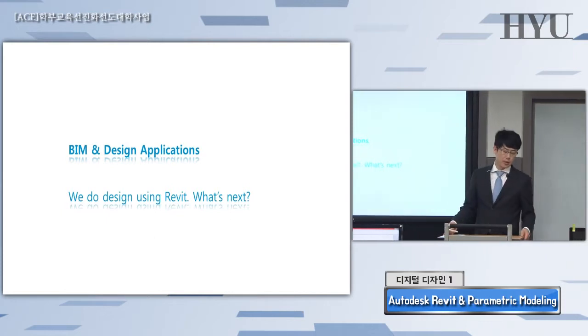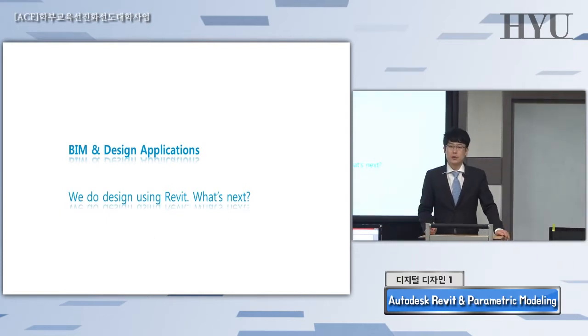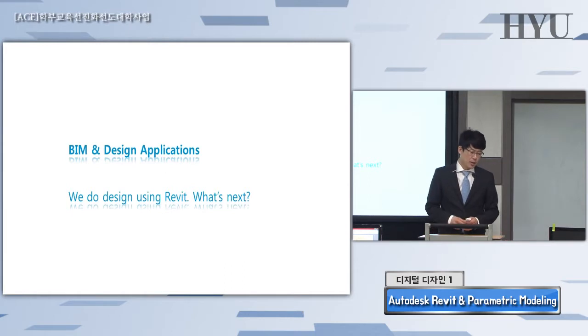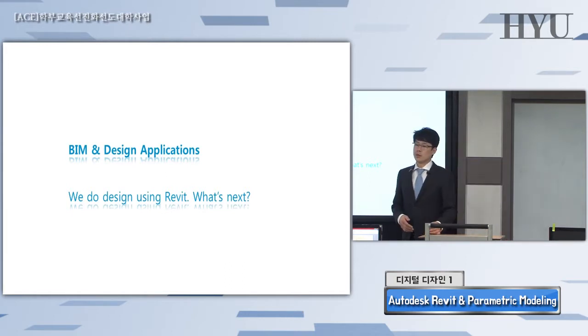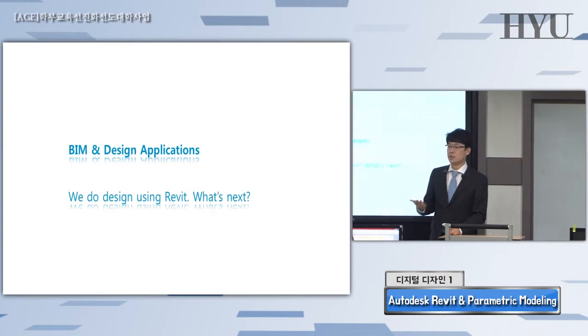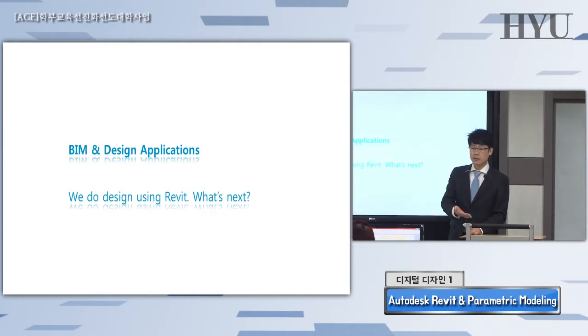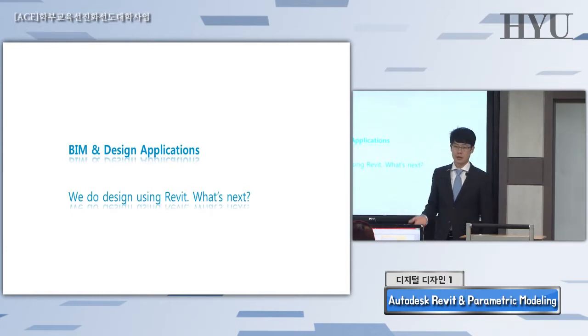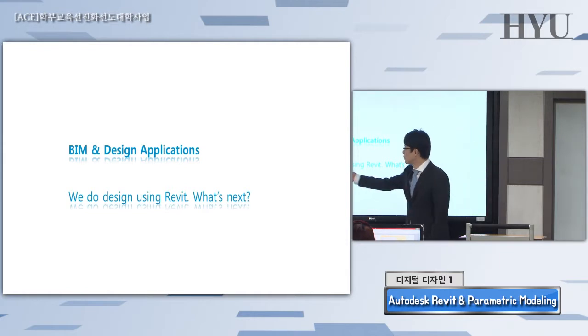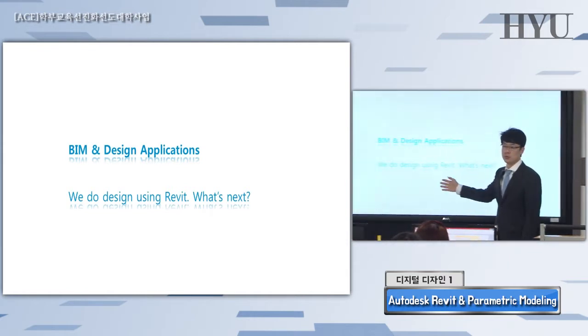Next issue is another advanced feature when we are using building information modeling, BIM and design applications. Let's assume that you are designing by using Revit, 3D Max, Rhino, or a parametric modeler for your design visualization in design studio, or even in industry as an architect, interior architect, or designer. We do design using Revit and BIM tools, advanced tools.